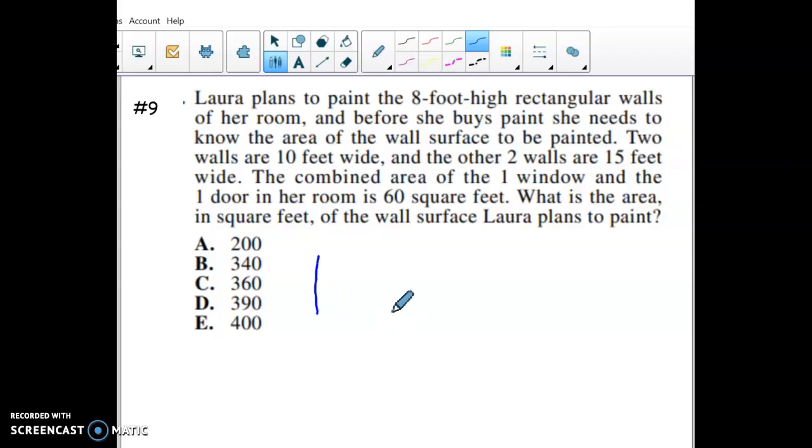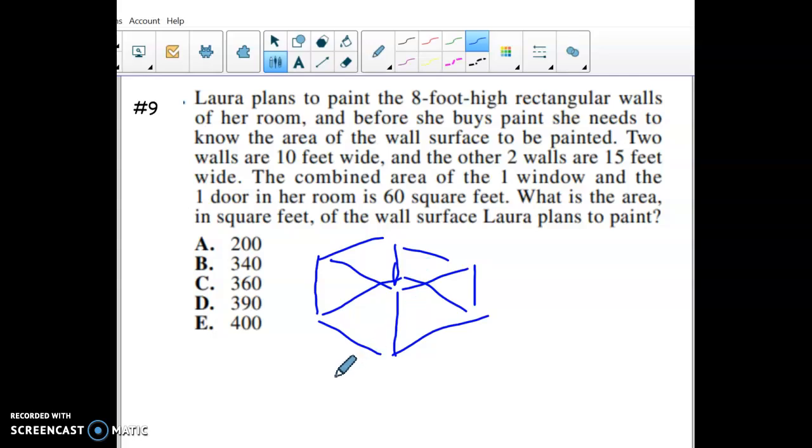So each wall, I'm going to draw a picture here as best I can of this room. Right. So I'm going to draw it like this. You got a wall here, wall here, wall here, wall, wall, and wall in the back there. Sorry, that's a pretty bad picture. But we know that all of these are 8 feet high. Okay, all the way around it's 8 feet high.